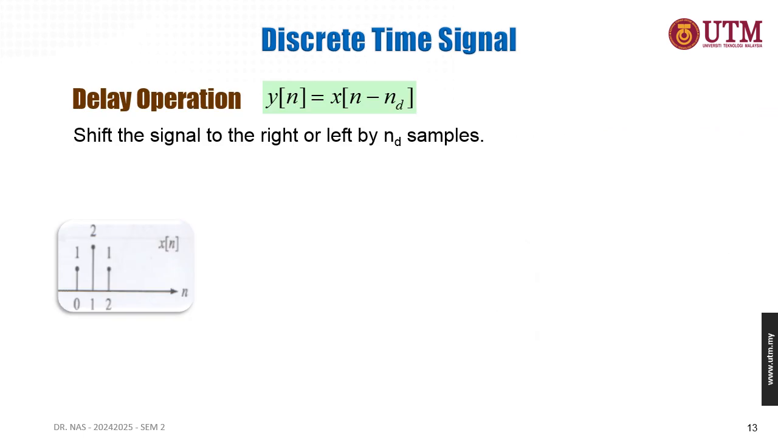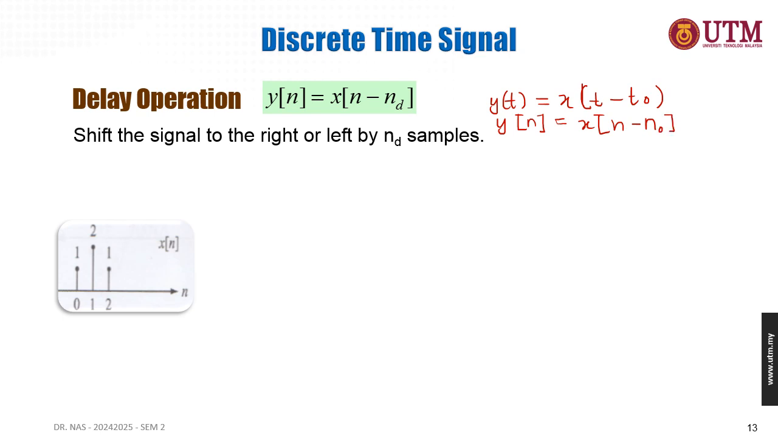Next, the delay operation, or in continuous time you call it the shifting property. In continuous time you have y(t) equal to x(t - t0). This is the basic equation. But in discrete time signal, you have y[n] in the n domain, in square brackets, and then you have x[n - nd] or n0, whatever notation you're going to use.